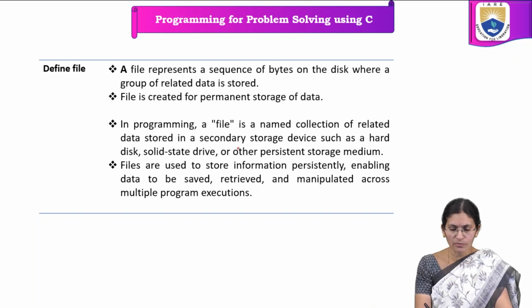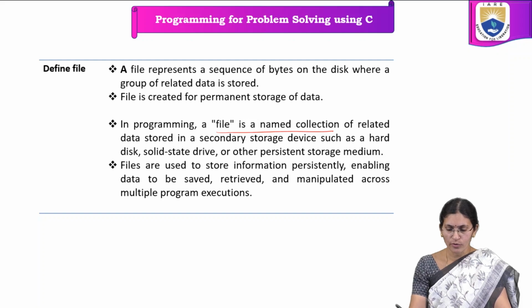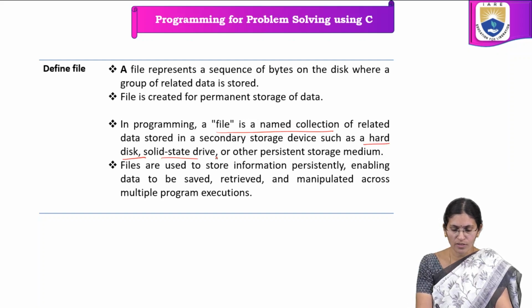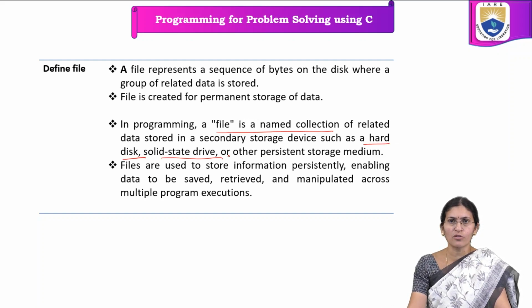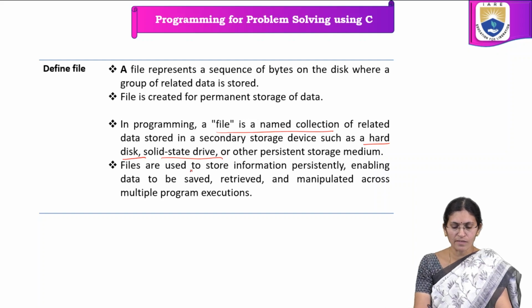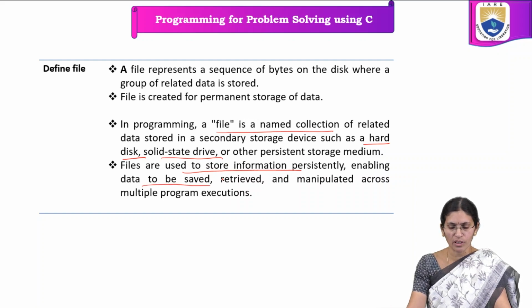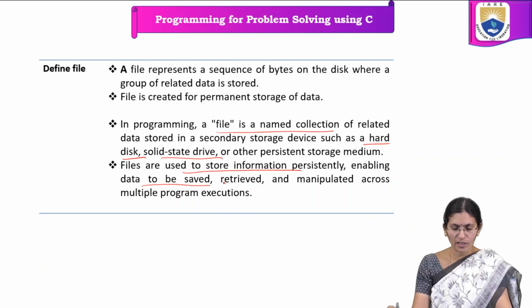So in programming, a file is a named collection of related data stored in a secondary storage device. It can be a hard disk, solid state drive or other persistent storage medium. Files are used to store information persistently, enabling data to be saved, retrieved and manipulated across multiple program executions. So this is the concept of file. A file is a named collection of related data which is stored in a secondary storage device.